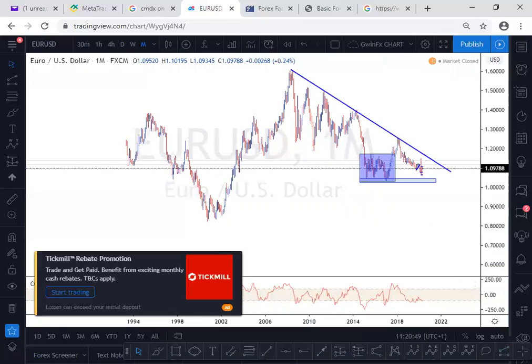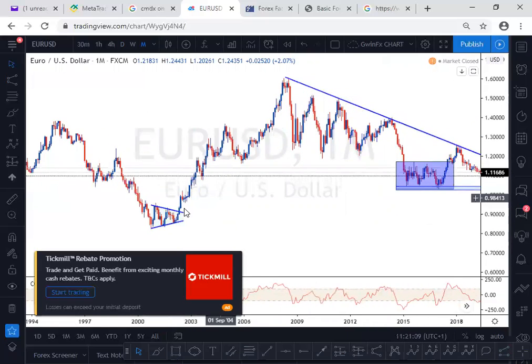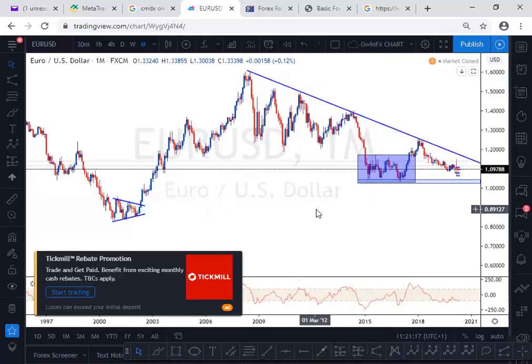Let's take this out. First, we can see that we had some sort of symmetrical triangle. This was actually our accumulation point, because it was when the market started bouncing. The market broke out, and then came the participation phase, followed by a bit of correction with wave 5.